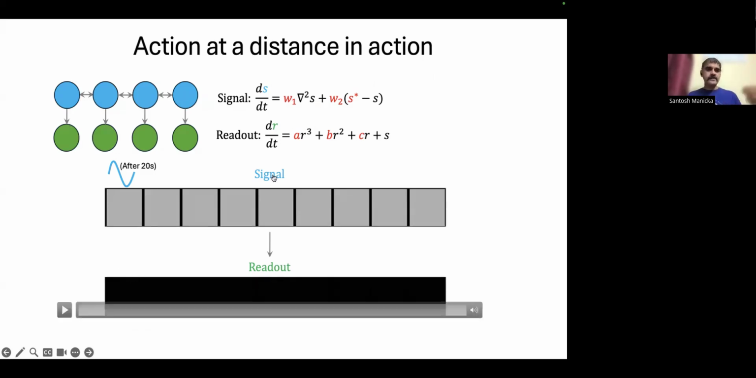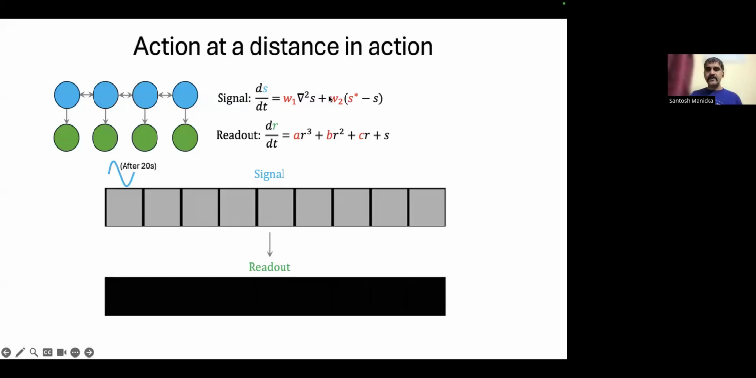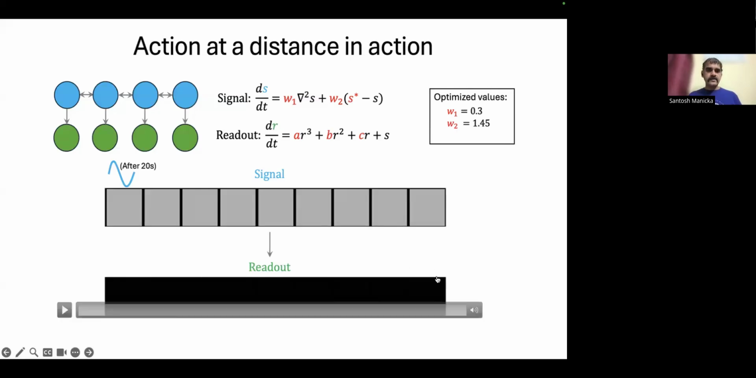So I optimized the system. Basically, the parameters in red were optimized using machine learning. Let's not go into the details, but I just want to point out that this is a very simple system, and I'll just show it in action. So this is a 9-cell chain. So I will run it now.